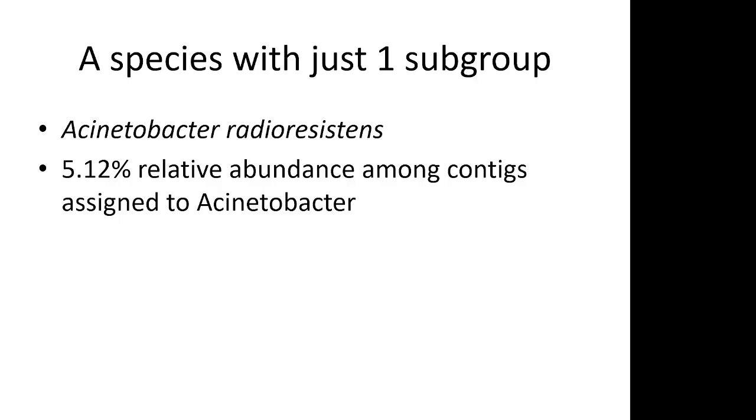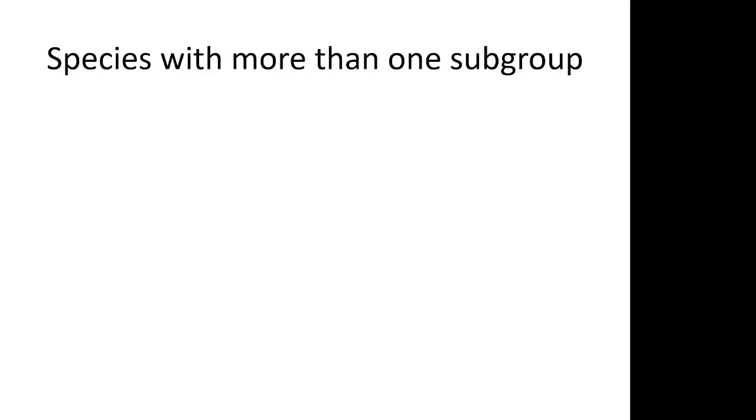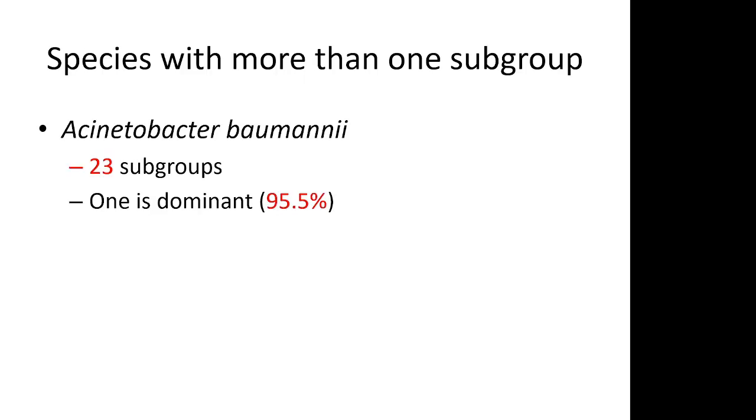And as I said, the subgroups, I think they are a powerful tool for understanding the distribution of these various sequences at a finer resolution than is allowed by existing tools. So I'll give you a few examples. One is Acinetobacter radioresistens. It was 5% relative abundance among contigs assigned to Acinetobacter, and it's a species with just one subgroup. But there were species with more than one subgroup.